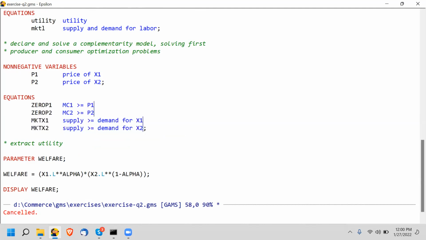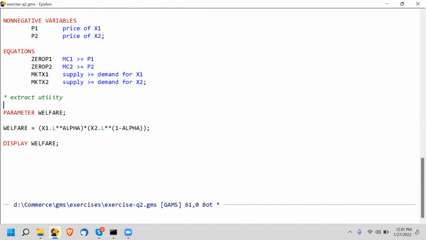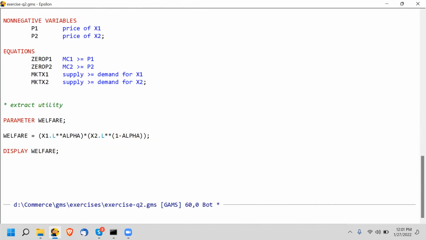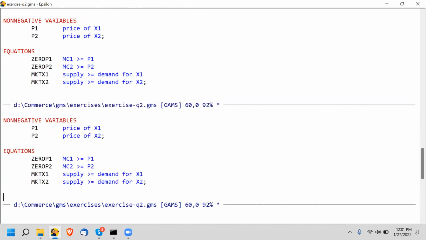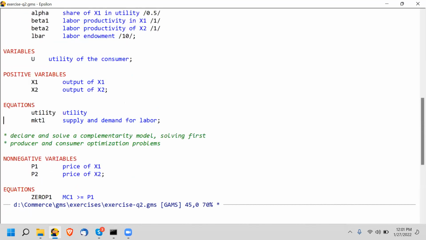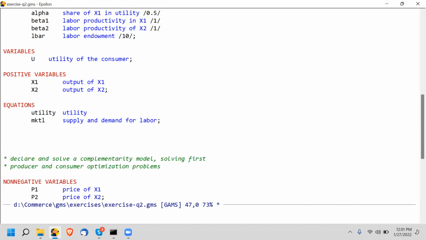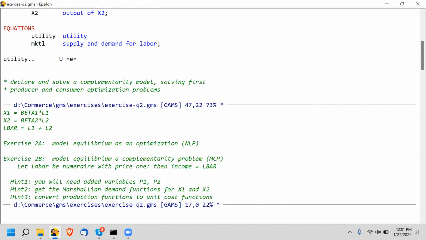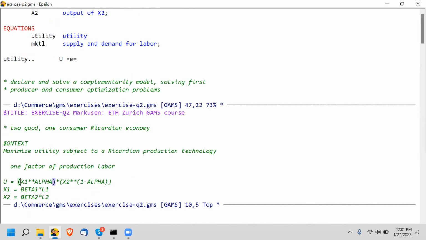So there's the definitions of these guys, so that's fine. And there's welfare. Okay, so now if I go here, we're going to say the equations. In the first version of the thing, equations was utility and market, supply and demand for labor. So I have to go utility dot U is equal to. So this guy, and here's the utilities right down here. So I'm going to just convert this to be uppercase, lowercase, space, uppercase, lowercase.